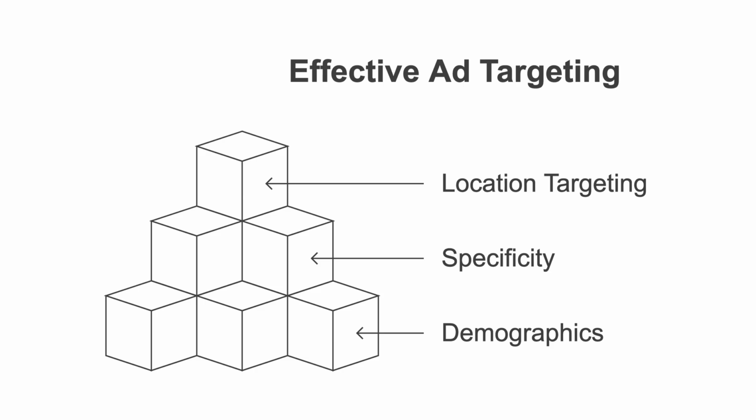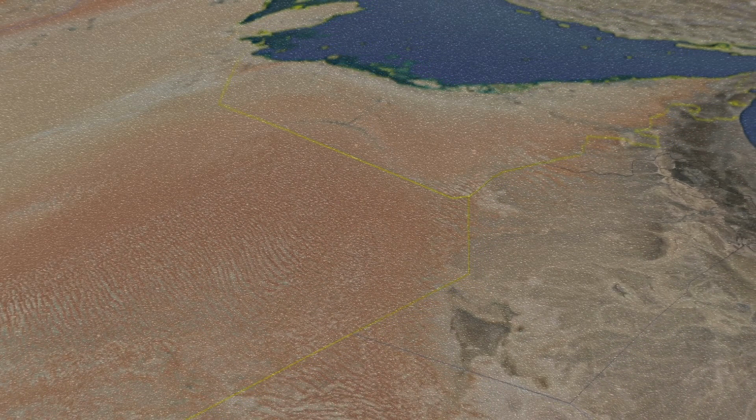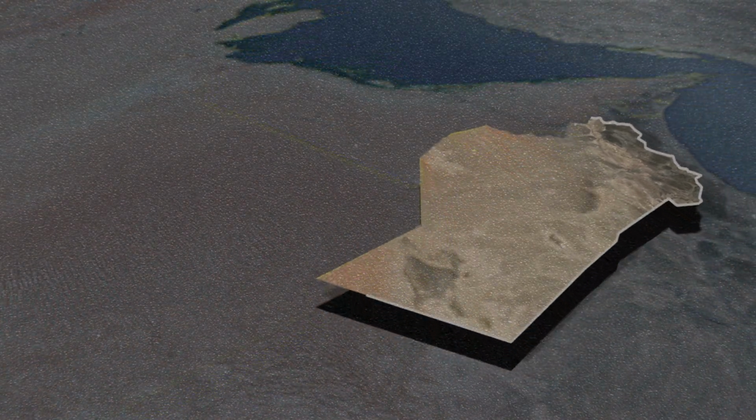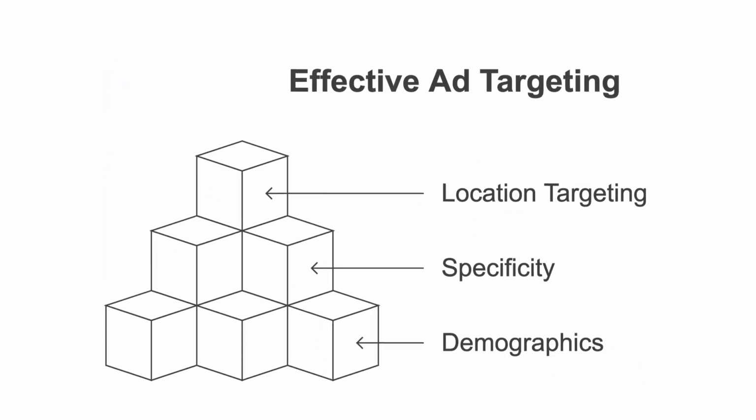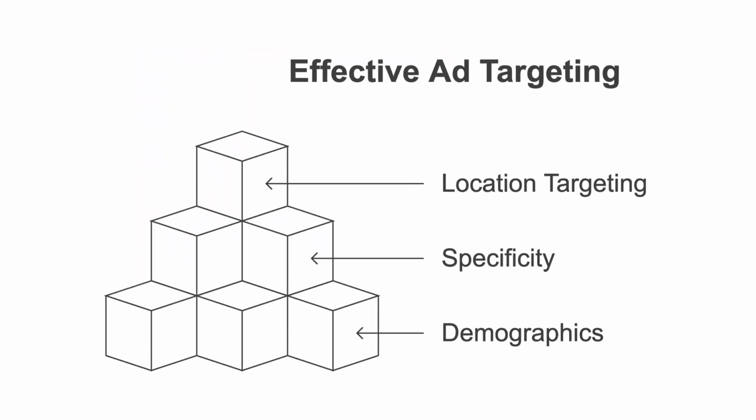You'll save money and improve your ad performance by filtering out those who don't fit your target demographic. Don't forget about location. Depending on your business, targeting specific geographic areas can make or break your campaign. For example, if you own a boutique coffee shop in Seattle, you wouldn't want to waste your budget advertising to someone living in Miami. Use location targeting to ensure your ads reach potential customers in your area.